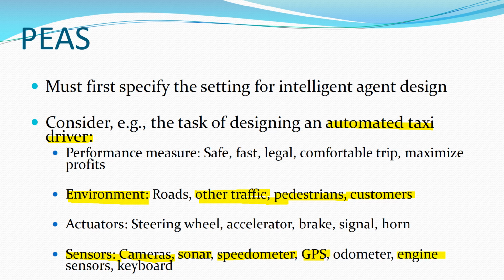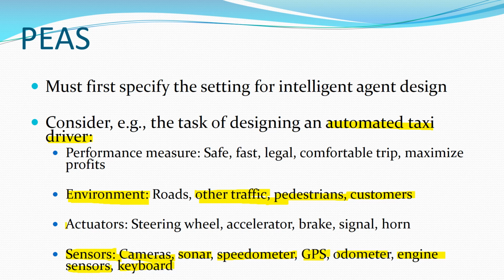Some engine sensors are there which automatically sense important information required to drive the car. Odometer is also one of them. Sometimes if your car has a built-in system, you need a keyboard through which you can give information. Sometimes a voice assistant is also there in your car, so a voice assistant can also be considered a sensor.